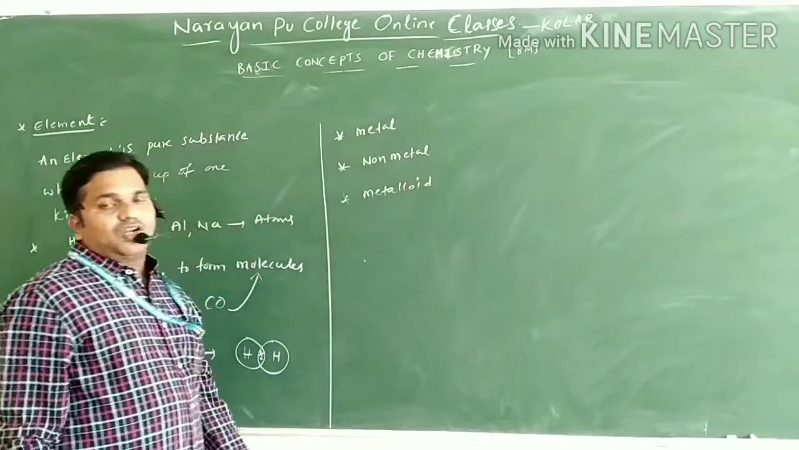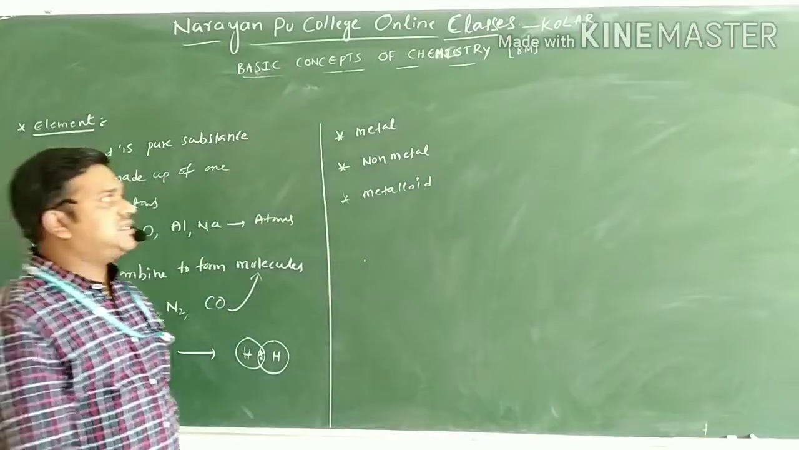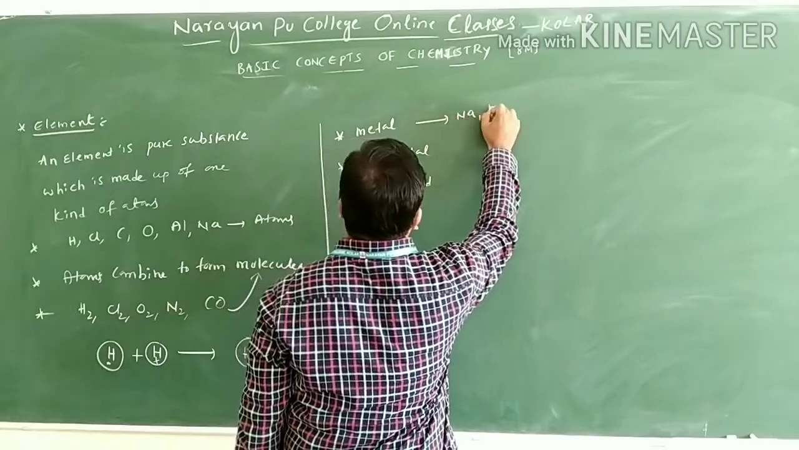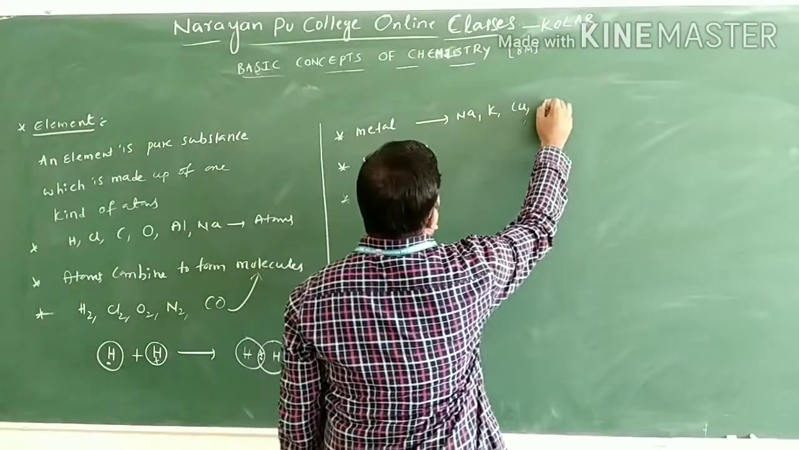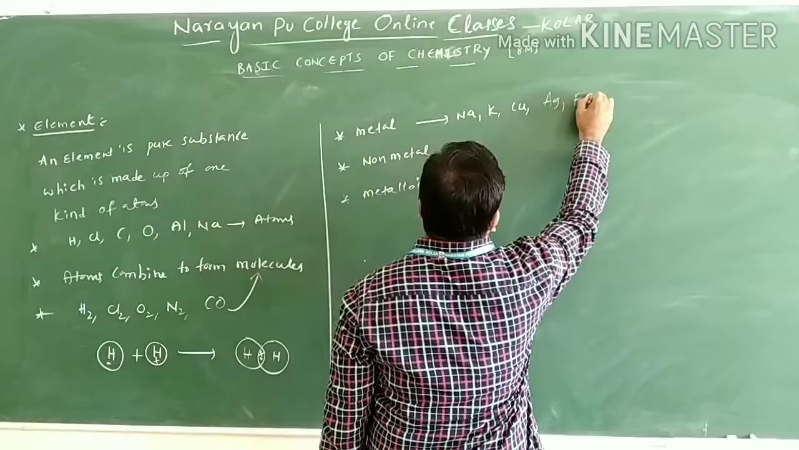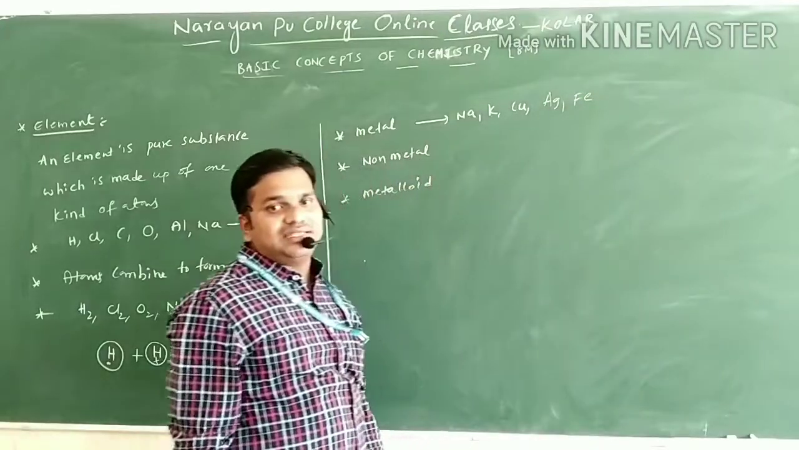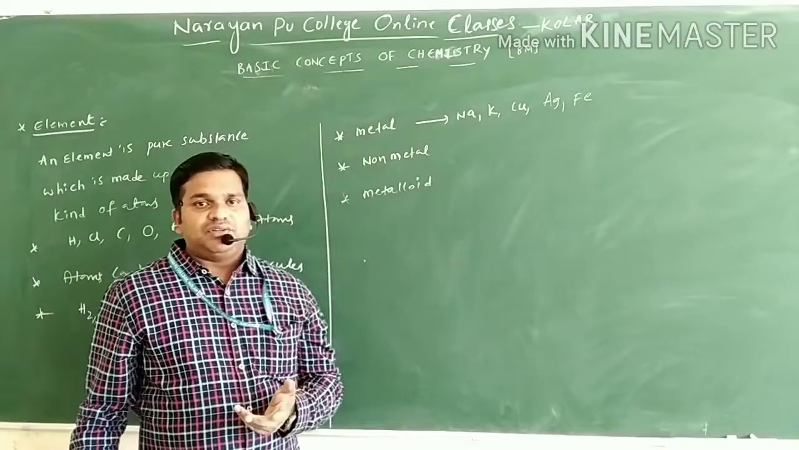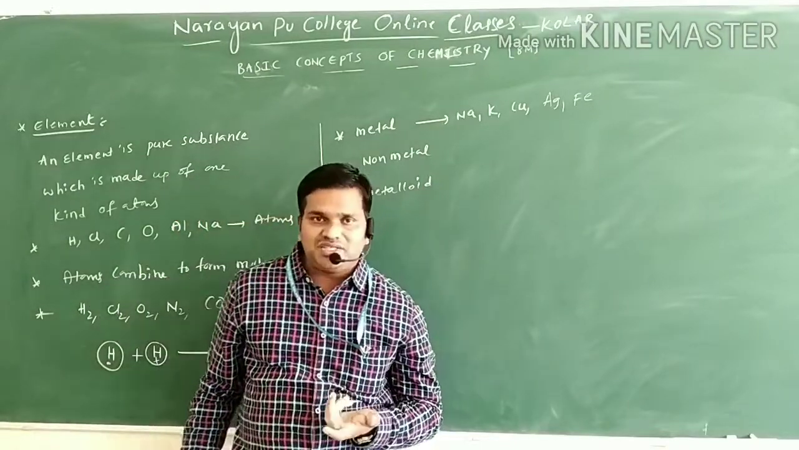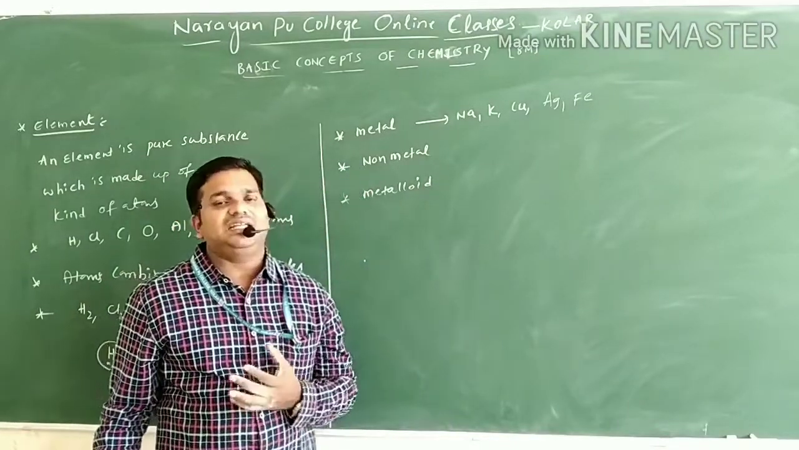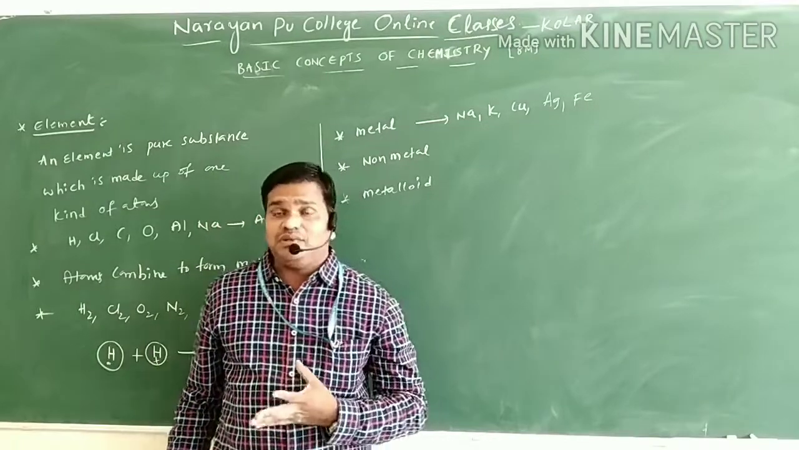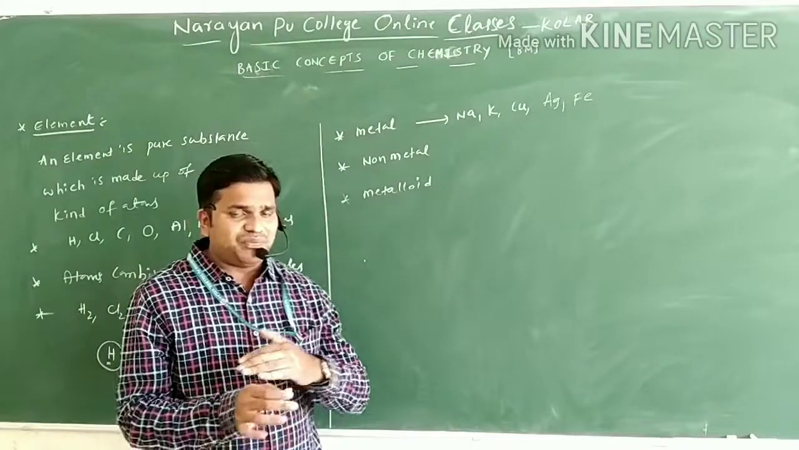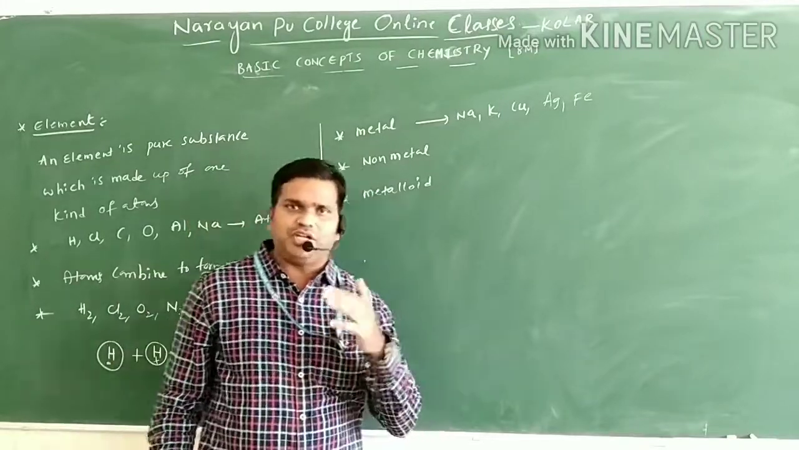Metal is there, non-metal is there, metalloid is there. So what are the examples for metals? You can take sodium, potassium, copper, silver, iron. All these are examples which are metals. You know the properties of the metals. Generally metals are hard in nature, ductile in nature, malleable in nature, sonorous in nature. These are the different properties of metals you already know.